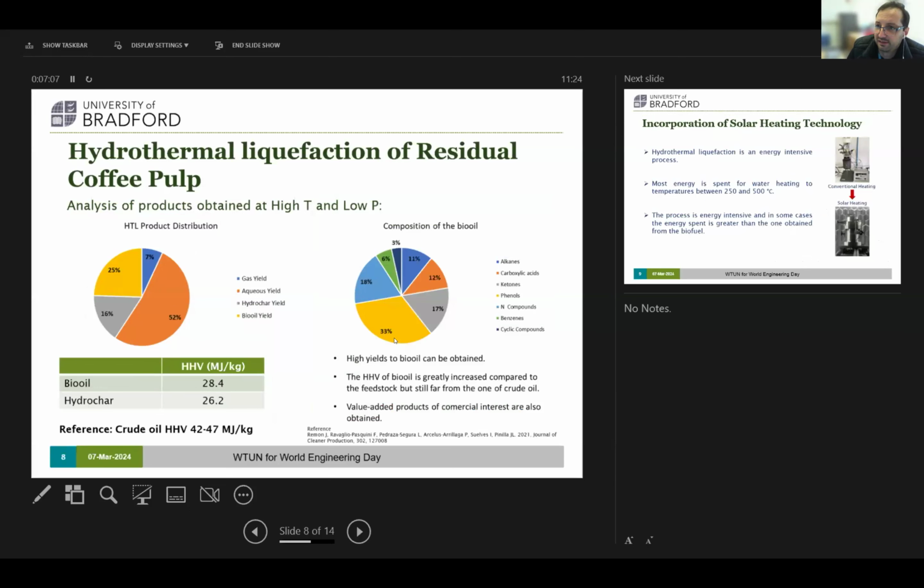We also have the hydrochars, which we can use as fuel, and the bio-oil, which can be used for many, many things. As you can see there, the energy content of the bio-oil and biochar is quite high. We achieved close to 30 megajoules per kilogram, which is already good, but is not yet comparable to what we have in crude oil. So further improvement of the quality of the bio-oil would be needed, and we are currently exploring it as well.